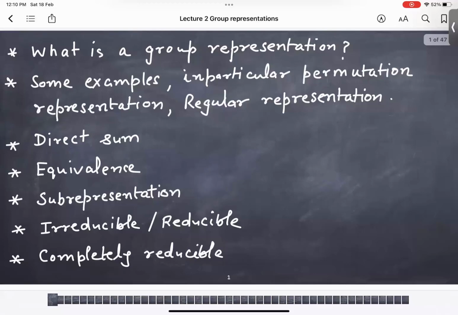And then once we have done that connection, I will discuss how the study of modules over group algebra is used in the study of representations, and how irreducible modules correspond to irreducible representations, sub-modules correspond to sub-representations, and so on. And then I will say something on the characters of the group and the character table. So that is what the plan is. So let's start with the terminologies.